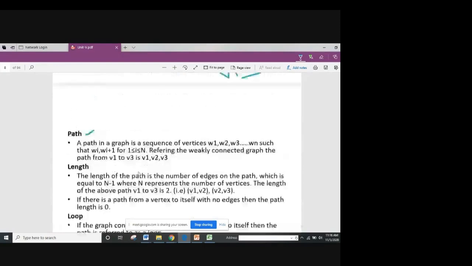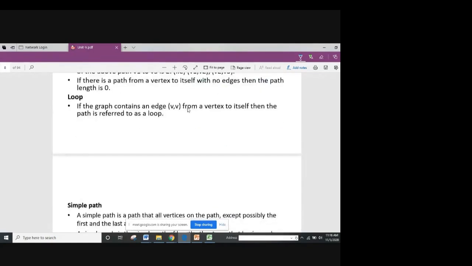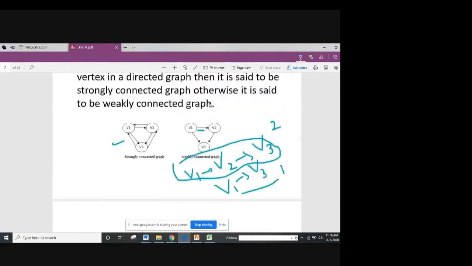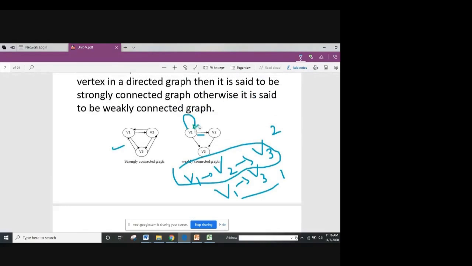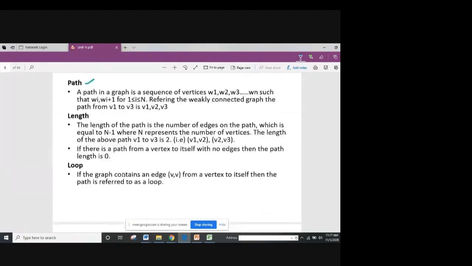And loop. What is a loop? Loop means from a particular vertex to itself. So V1 to V2, V2 to V3, V3 to V1 will become a cycle. A loop is when a vertex has an edge to itself. For example, V1 to itself, V2 to itself is a loop. What is the difference between loop and cycle? If I have the path from V1 to V2, V2 to V3, and one more arrow back, V3 to V1, it is a cycle. So that's the difference between loop and cycle.